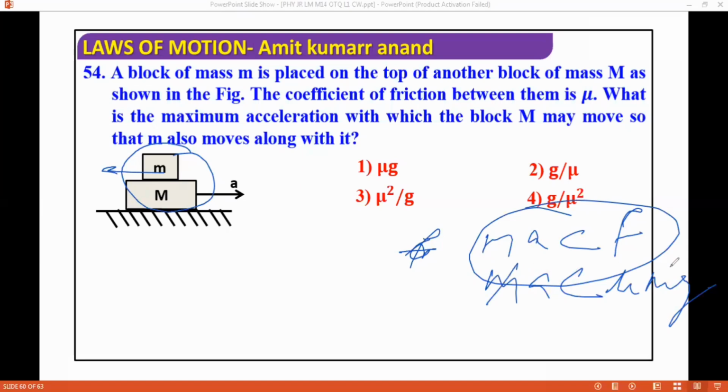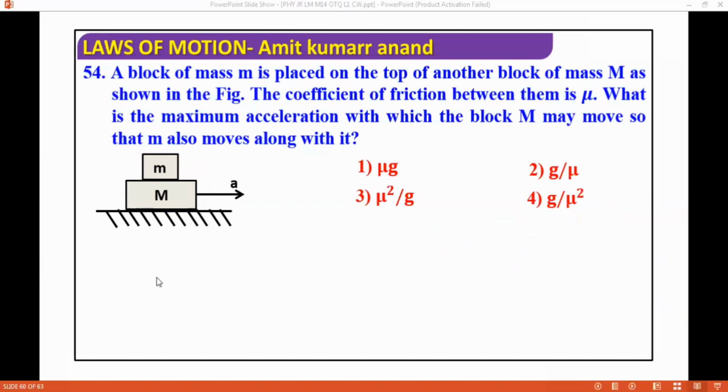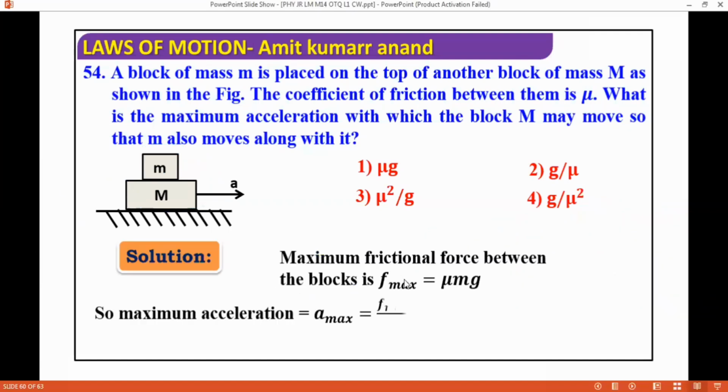From here you can cancel out the mass, and you will get the acceleration. I'm showing you the calculation part for this. The maximum acceleration is coming as mu and g. So you can do it. I'm playing with this question in a different way also, but right now this concept is enough for you to understand the concepts. Next, we are moving to the next question.